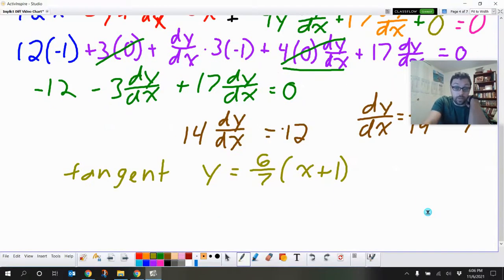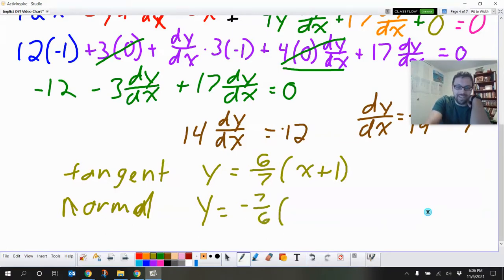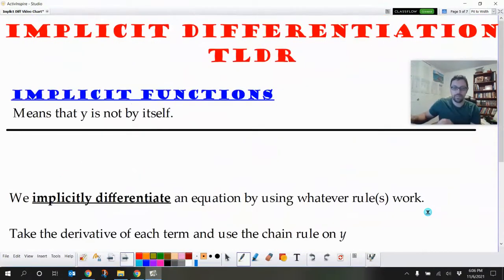Quick reminder of normal. Normal is just perpendicular to our tangent line. So normal, y equals negative 7/6, and then the same coordinate point. All set. And I think that does it for us.